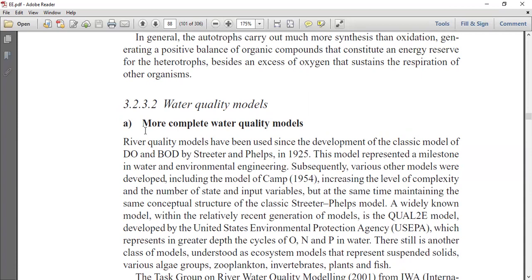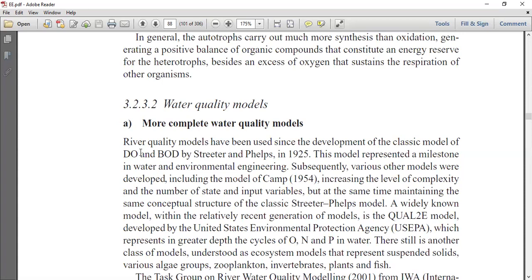The next topic is water quality models. River quality models have been used since the development of the classic model of DO and BOD, the Streeter and Phelps model. This model represents a milestone in water and environmental engineering.